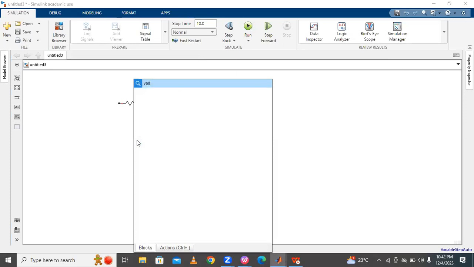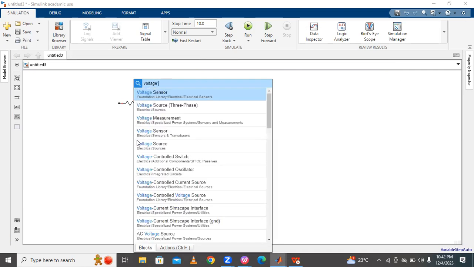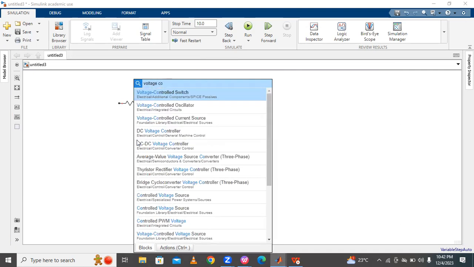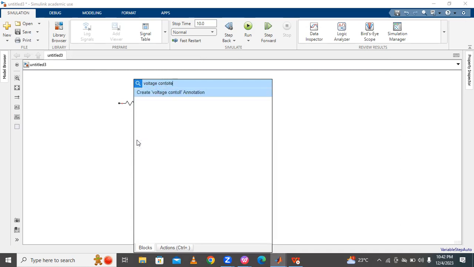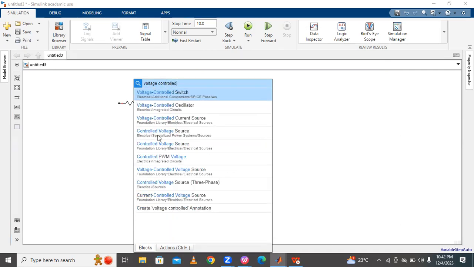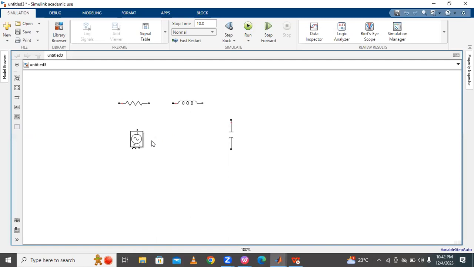Next, take one controlled voltage source. By using this, we can connect different types of signals. Connect the positive terminal to the resistor and the negative terminal to the capacitor, and this terminal to the inductor and this terminal to the resistor, like this.